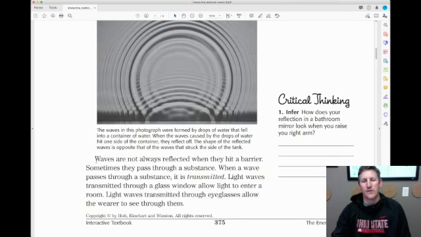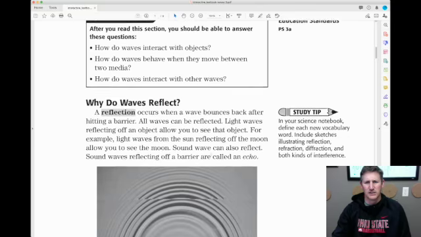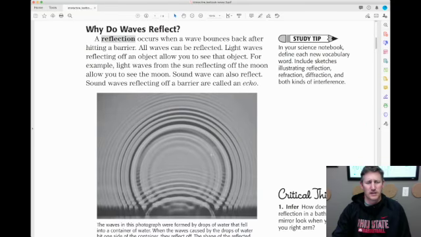Waves are not always reflected when they hit a barrier. Sometimes they pass through a substance. When a wave passes through a substance, it is transmitted. Light waves transmit through glass windows, allowing light to enter a room. Light waves transmitted through eyeglasses allow the wearer to see. So when we take a look at reflection, we're talking about waves hitting something and coming back.